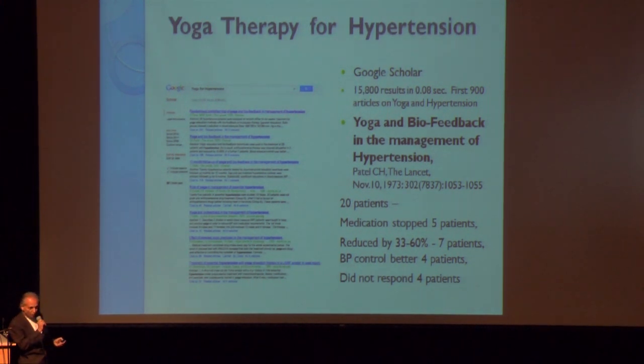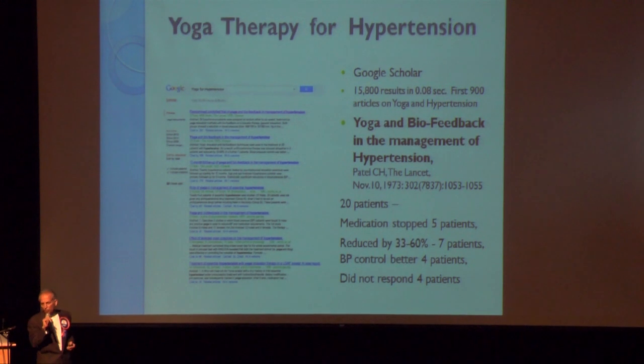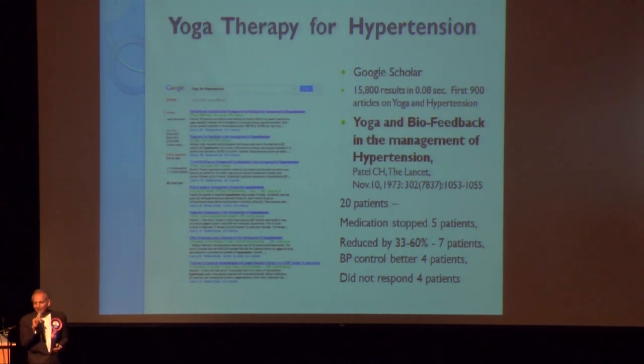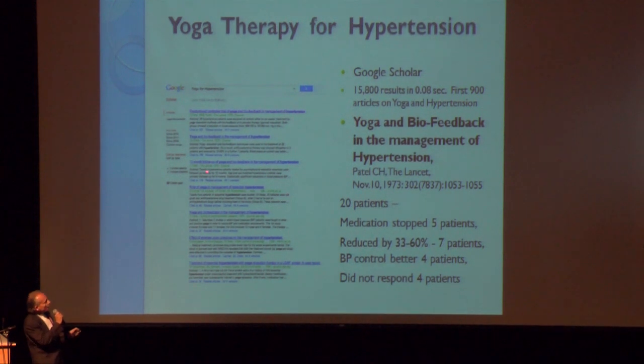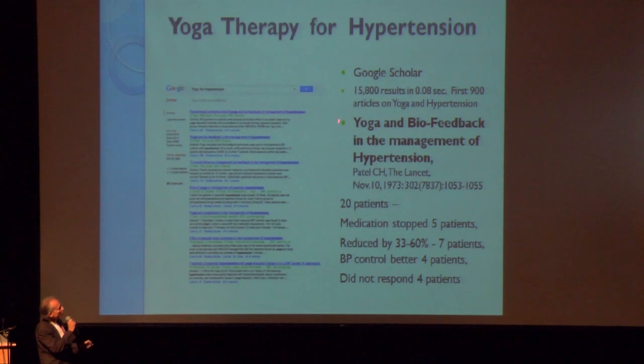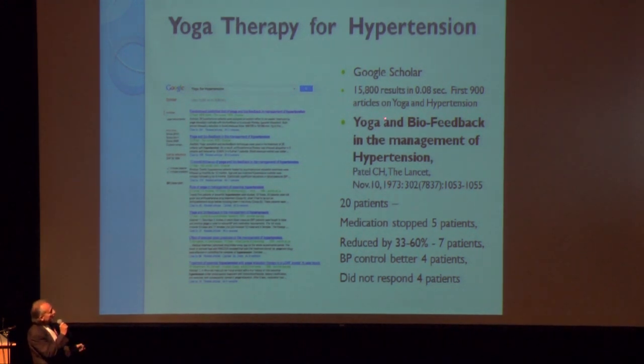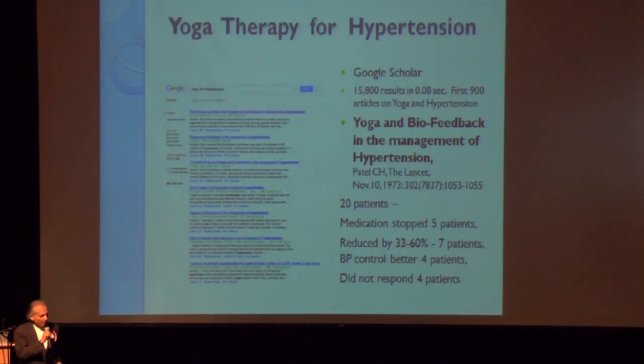Google has a product called Google Scholar. I don't know if you know it, but Google Scholar is better than any other online research journal search. It's an amazing product. If you type in Google Scholar and go back to the first result, in 1973, the first article came up on yoga and biofeedback for the management of hypertension. This was published in Lancet, one of the most prestigious journals you can even think about.